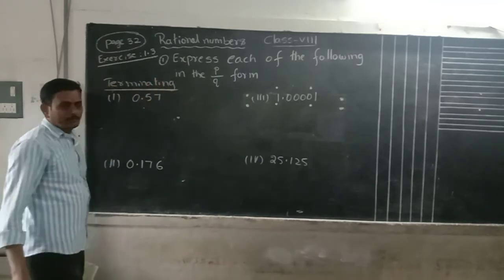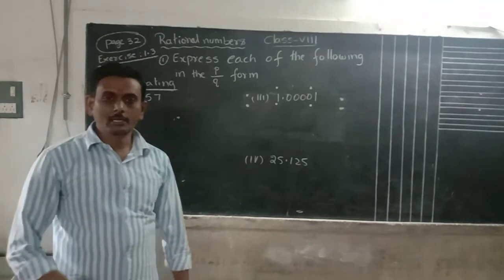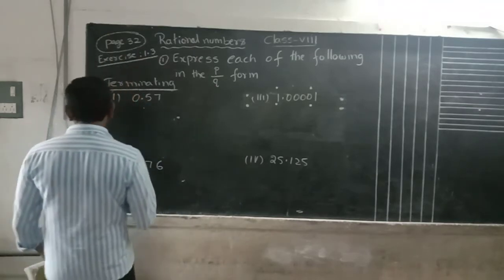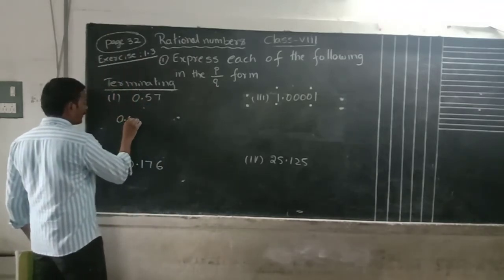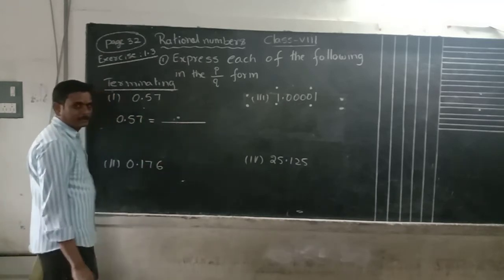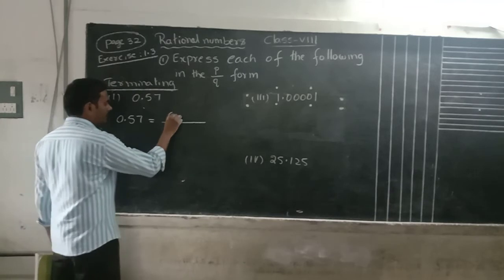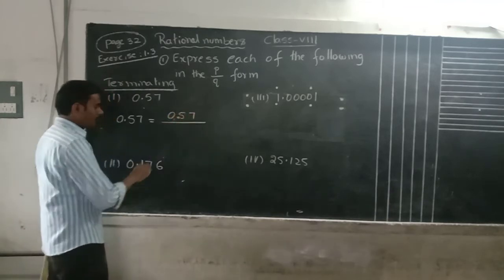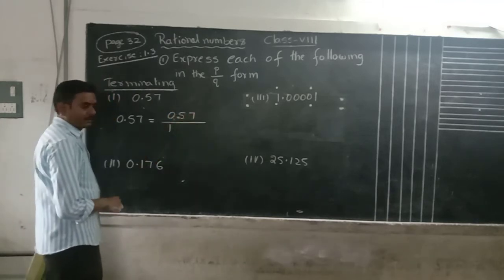Terminating decimals. Whenever terminating decimals are given to you, how can we convert them into p by q form? See here, what is the number? 0.57. Draw a line here. Write 0.57 by 1 right here.